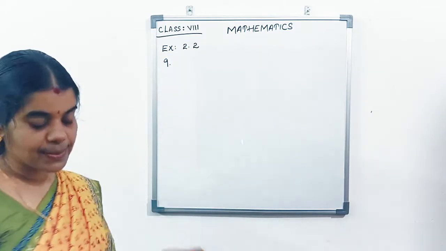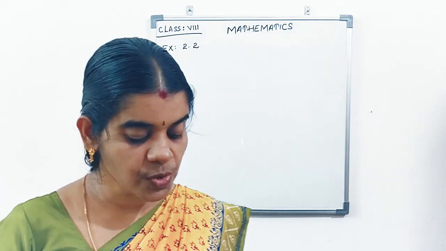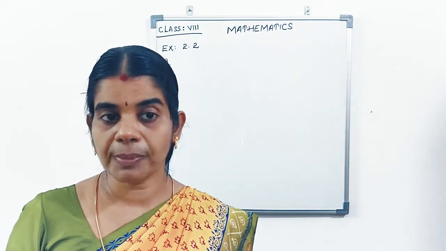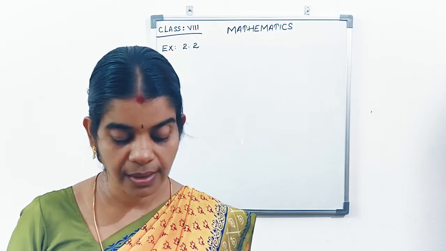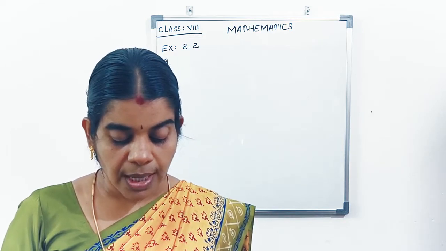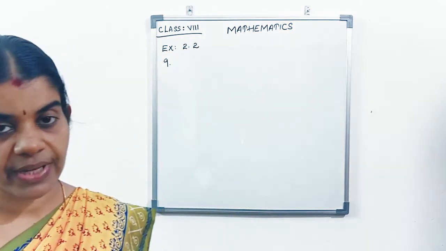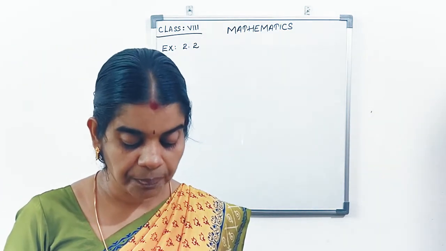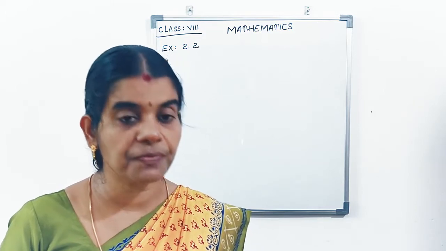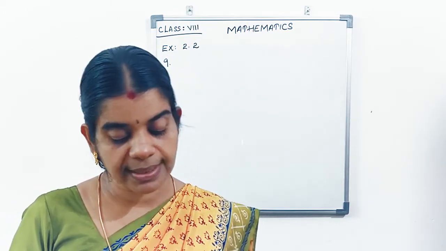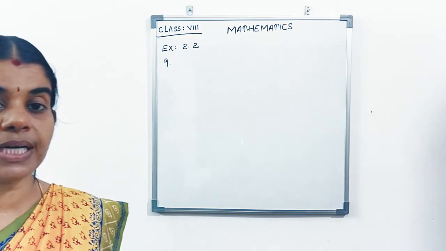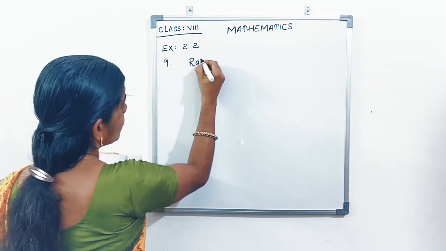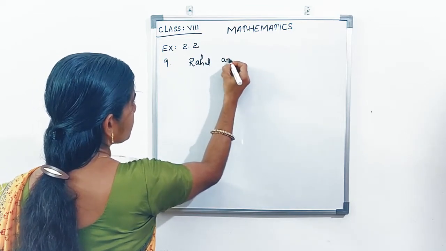All of you listen to the question. The ages of Rahul and Harun are in the ratio 5:7. Two persons are there, named Rahul and Harun, and their age ratio is given as 5:7. Four years later, the sum of their ages will be 56 years. What are their present ages? The ratio is given for Rahul and Harun.